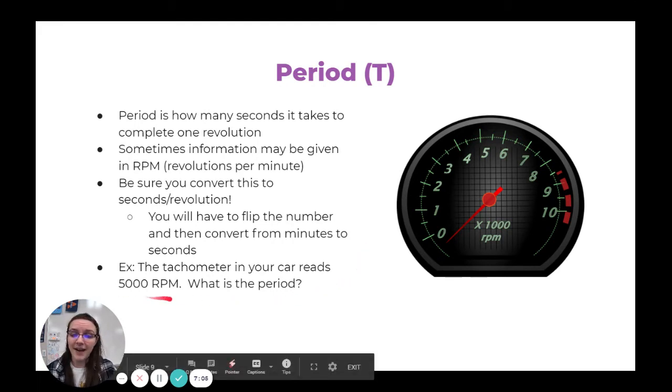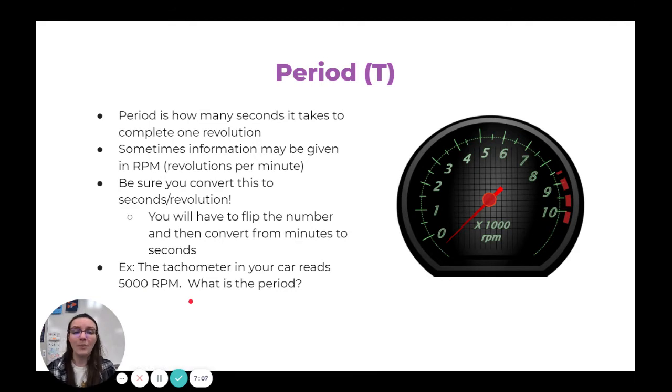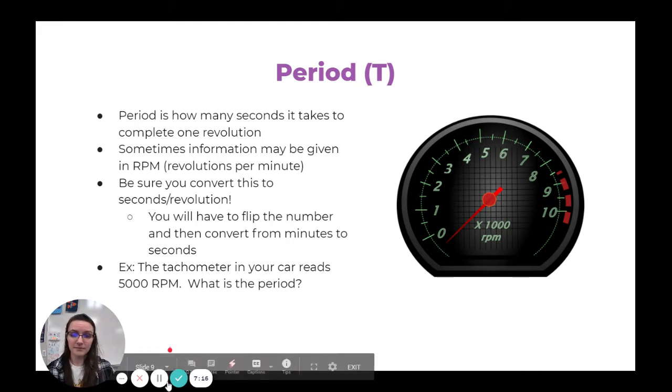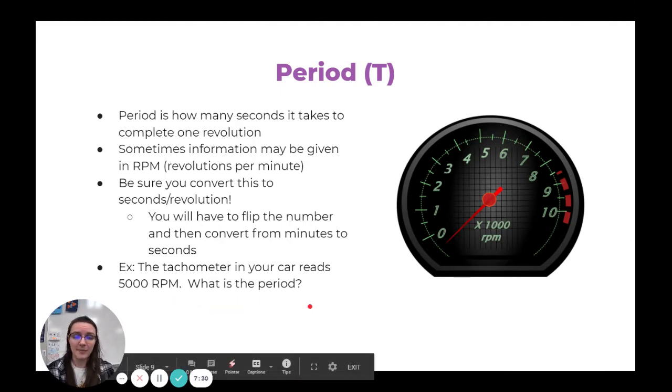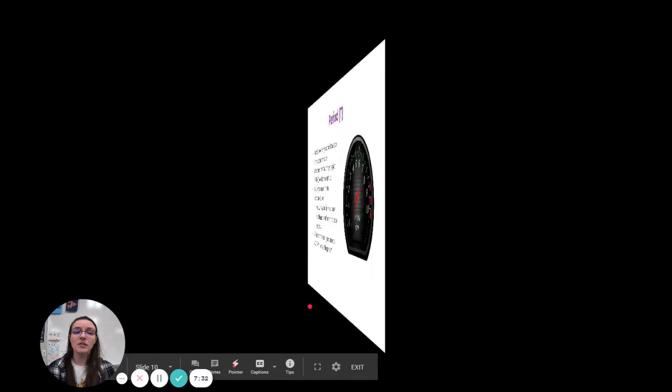So here it says 5,000 RPM. What would that be in seconds per revolution? So if I flip the 5,000 upside down, and then I'm going to multiply by 60 to convert minutes to seconds, I would get 0.012 is the period of the wheels on my car in that example.